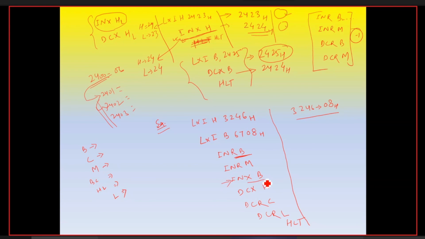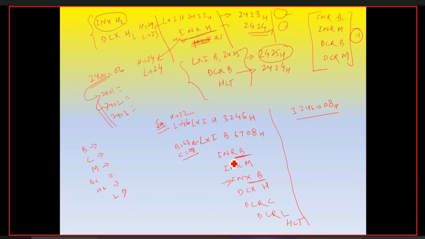INX B. After the instruction LXI B, what is the value of B? Tell me. The value of B is what? 67? Yes or no? C is 08. Yes sir. After this instruction, the value of H is 32 and the value of L is 46.